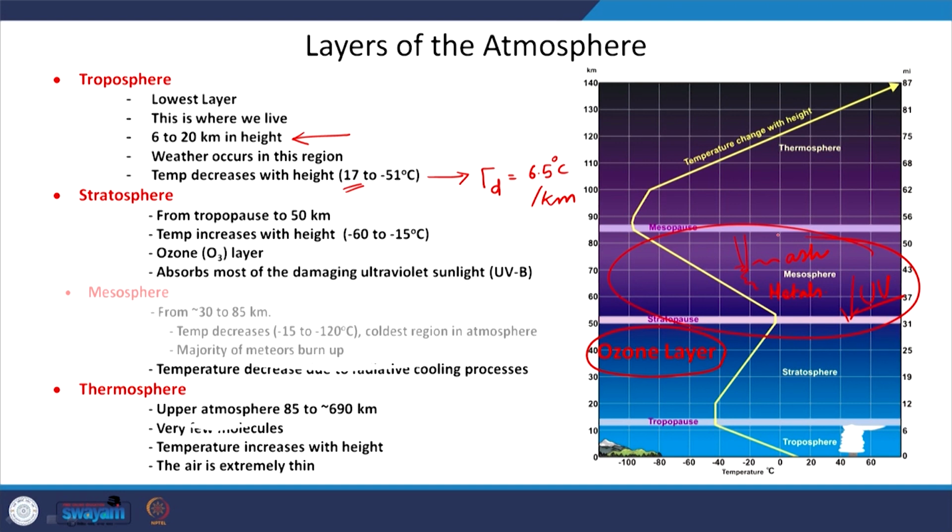And most importantly, like we have seen, the temperature decrease in this region is mainly because of radiative processes. That means that there are a few chemical species existing in the mesosphere, and what they do is radiate infrared radiation. They are converting the thermal energy into radiation, and they are radiating this energy out into space. So, this energy is lost.